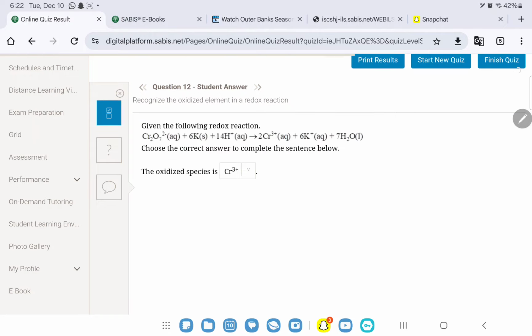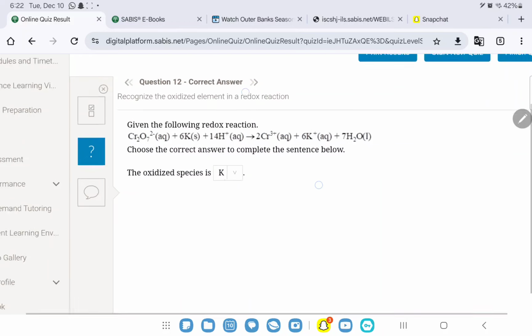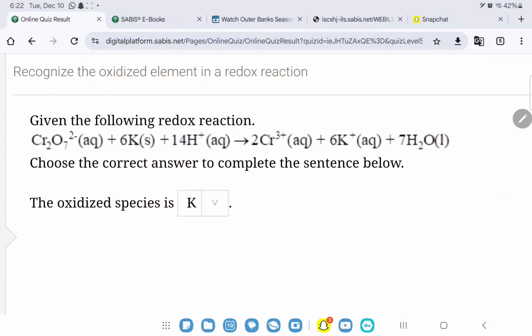Moving on. Here, they're asking us which is the oxidized species in this reaction. Oxidized, we need to use OIL RIG. So, what's OIL? Oxidation is loss, reduction is gain. So, when you look at the number of electrons, are electrons lost or gained? If electrons are lost, then it's oxidized. If electrons are gained, it's reduced.